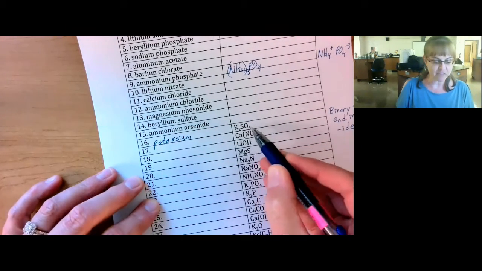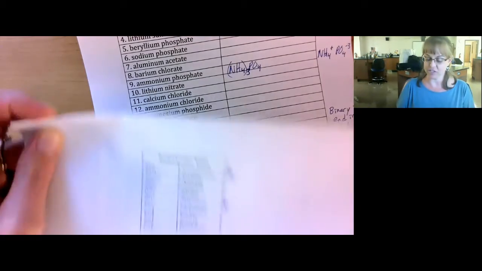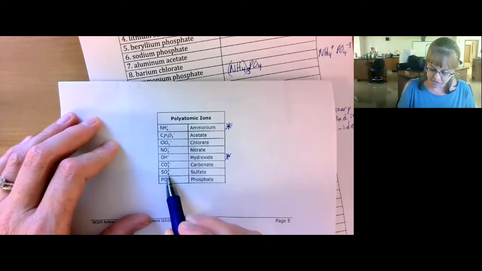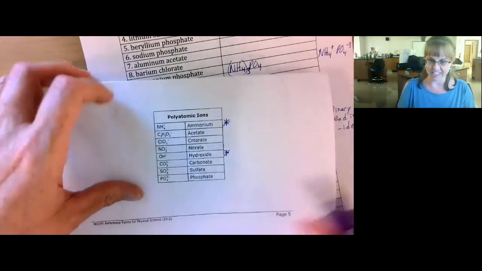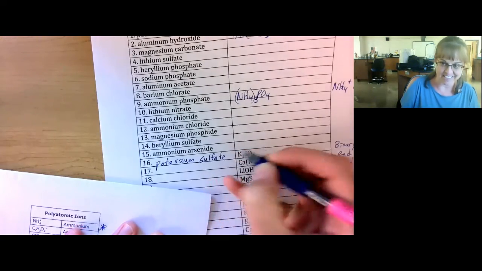Now SO4. This is a polyatomic ion, so we use our reference table. Find SO4, there it is, sulfate. That's a whole lot easier than writing the formula, isn't it?